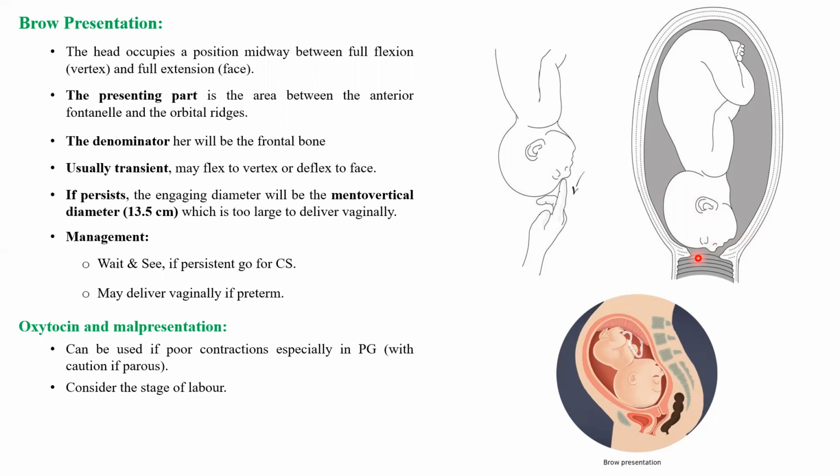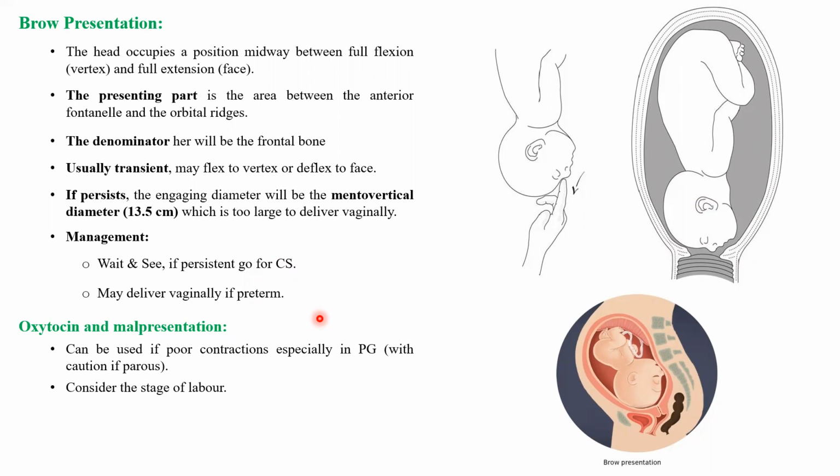So the management of brow presentation, if it is early in labor: wait and see if it converts into face or into vertex. But if it is persistent brow, you have to go for cesarean section, because this will be obstructed and there is no mechanism of delivery. Sometimes the baby can be delivered in brow presentation if it is extremely preterm. You may be asked in a structured discussion, or by the junior trainee, can we use oxytocin with malpresentation? Yes, this can be considered with caution.